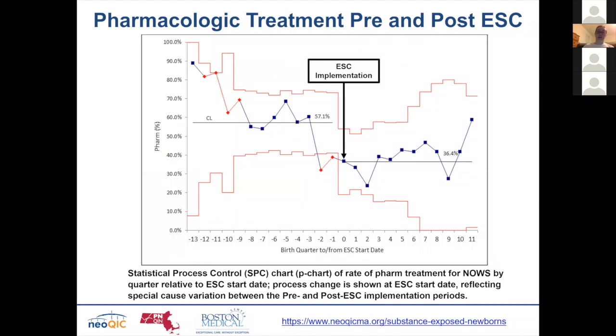So basically we saw about a 20% drop in our pharmacologic treatment rates across these 11 hospitals. And these are birth quarters pre and post their implementation date. And you can see that the improvements really started about 6 months before. And this is really important to keep in mind. Many hospitals think ESC is a cure-all, where really it's a whole culture change that starts much before you actually implement the tool.